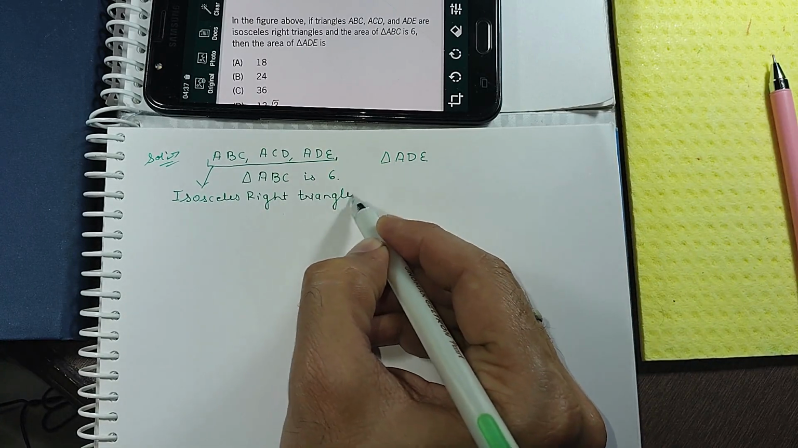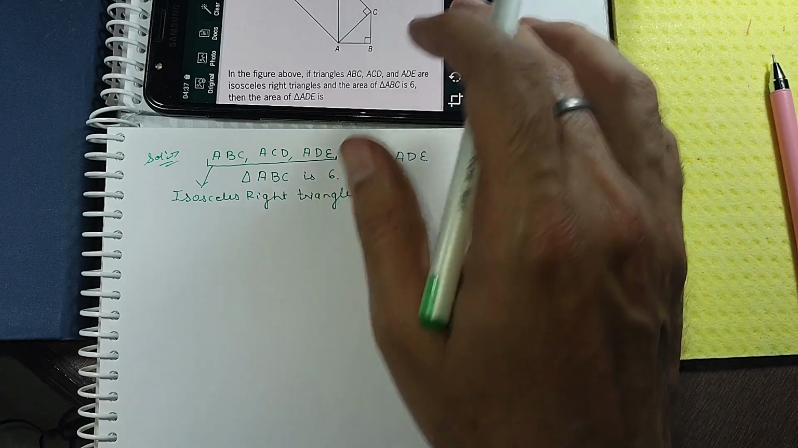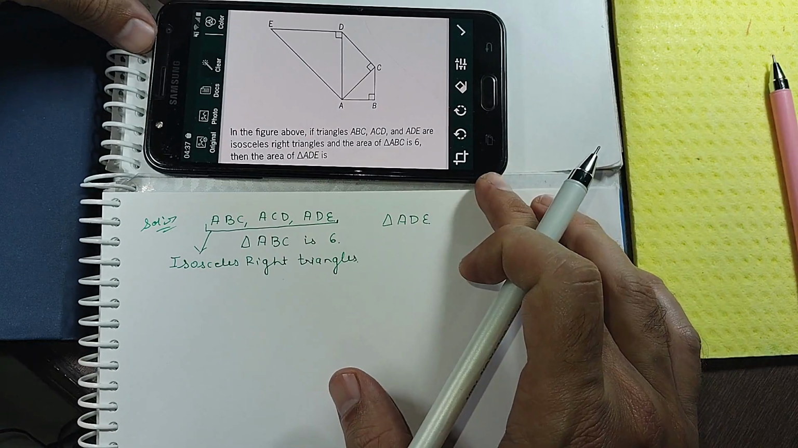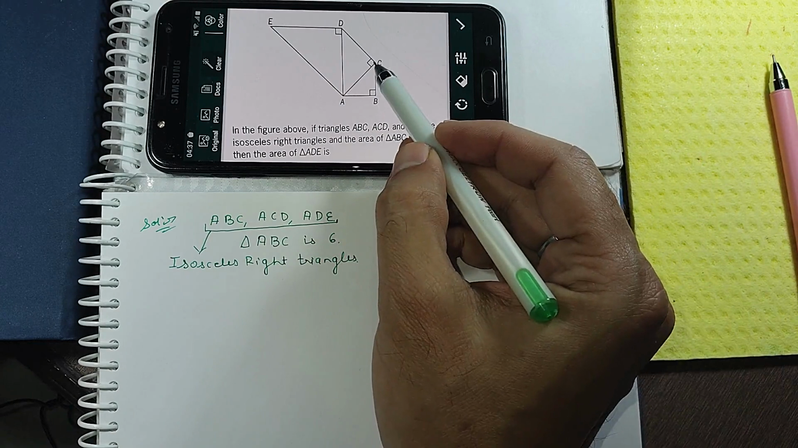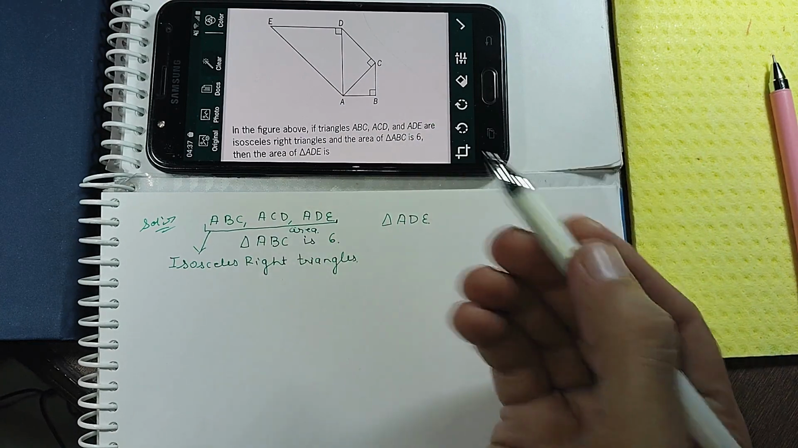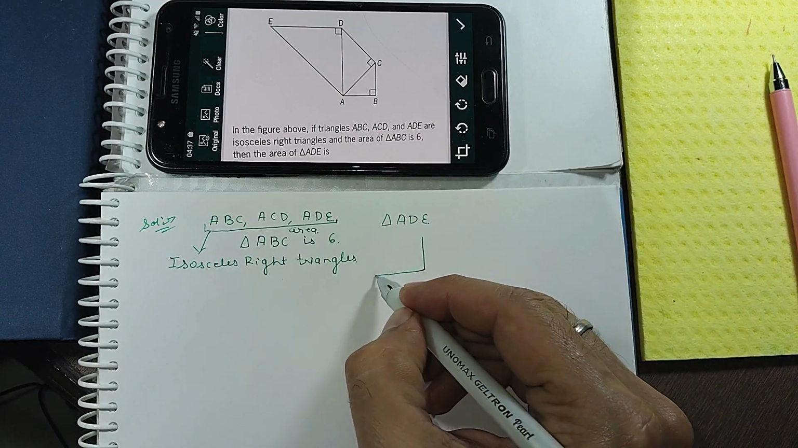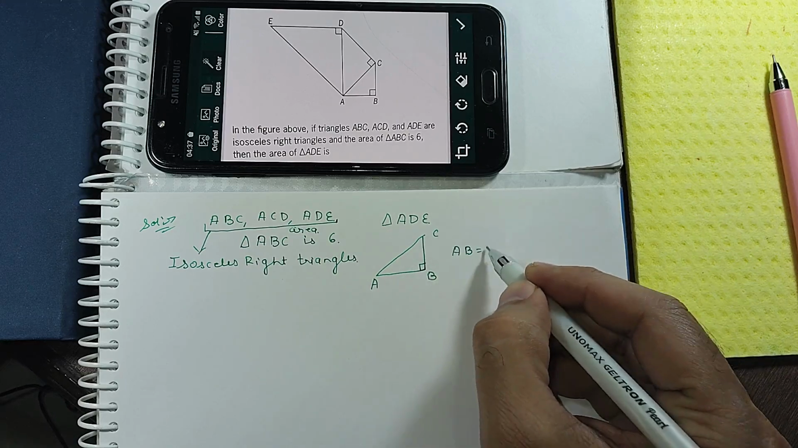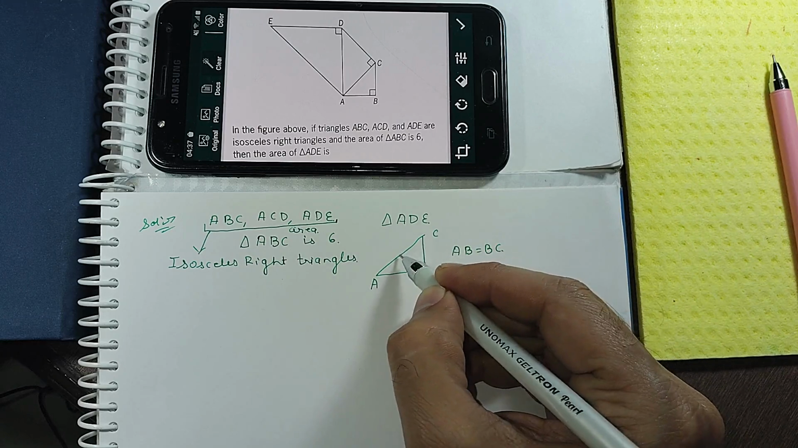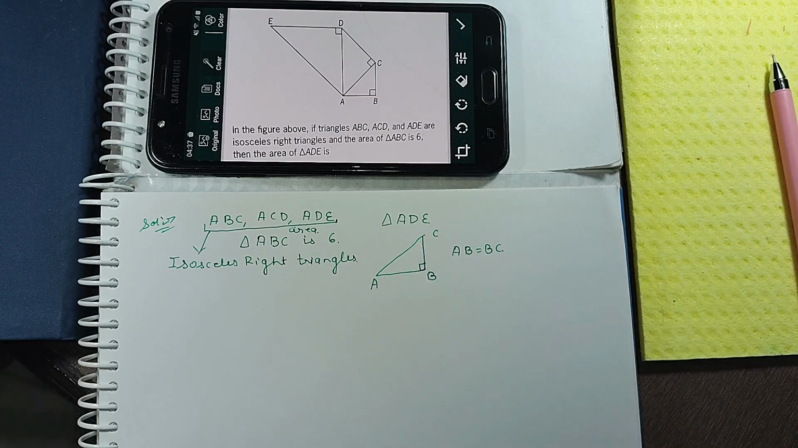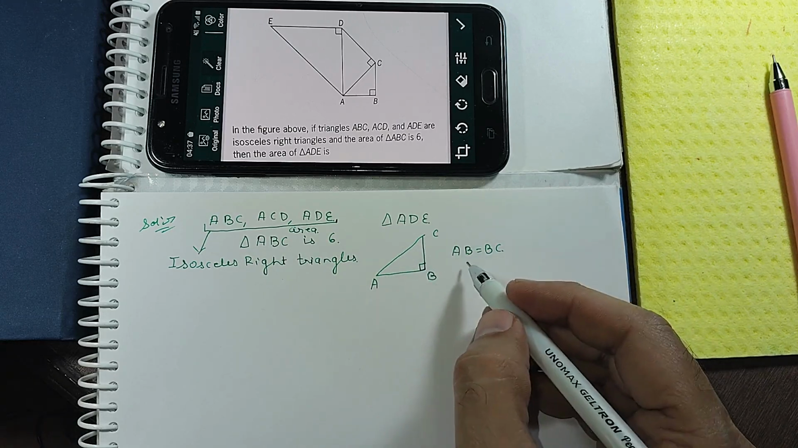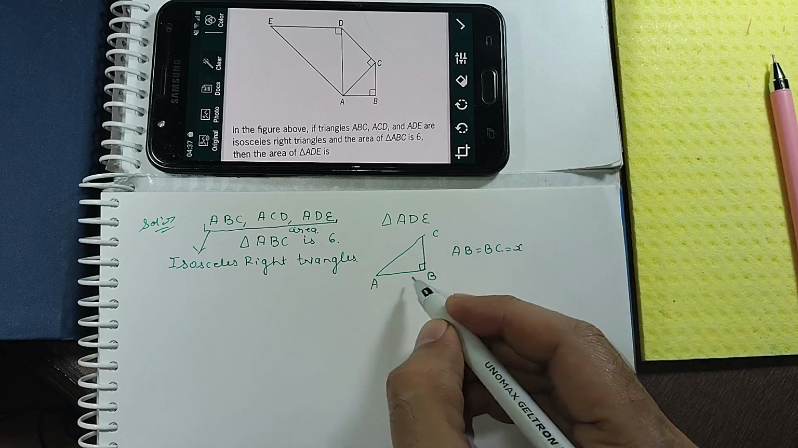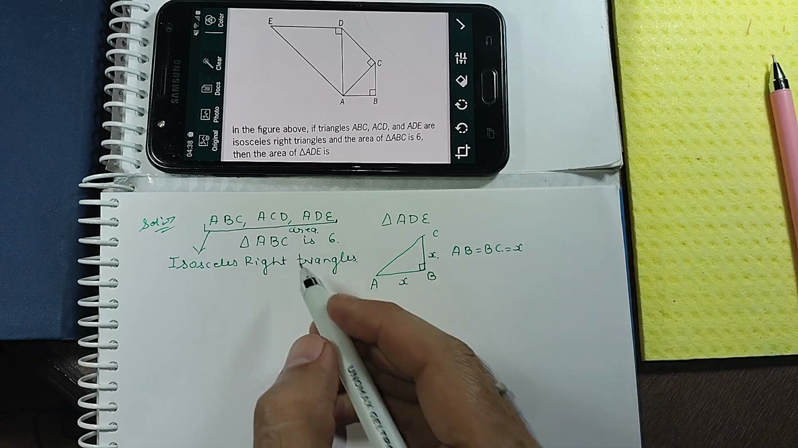Now moving on to the figure. So this is that figure. So here triangle ABC, its area is 6. So I will draw triangle ABC over here. Isosceles means that the sides AB and BC are equal. We can't say that AC is equal because AC is the hypotenuse and it is the longest side. So AB is equal to BC. Let us suppose this is equal to x. Right? Now, since this is a right triangle, the area is 6.